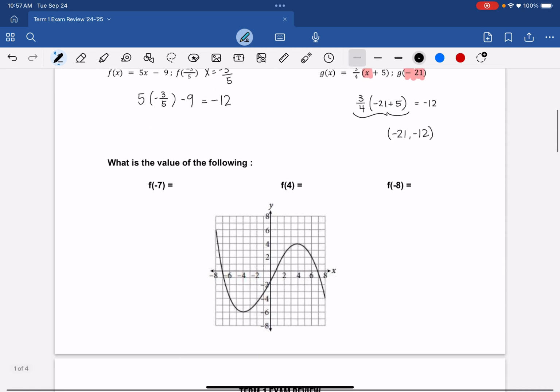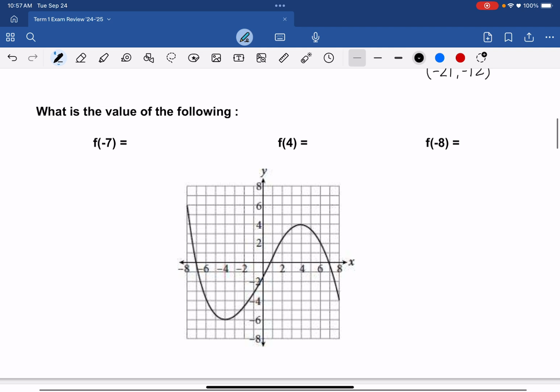So speaking of ordered pairs, this one right here says, what is the value of the following? Okay, so this means when x equals negative 7, I'm wanting to know what is y. So you would go to negative 7 on the x-axis. That's negative 8, negative 7. And then luckily for you, your ordered pair is at 0, meaning you're trying to go find where the graph is. And in this case, it is on the x-axis, so it's just 0.